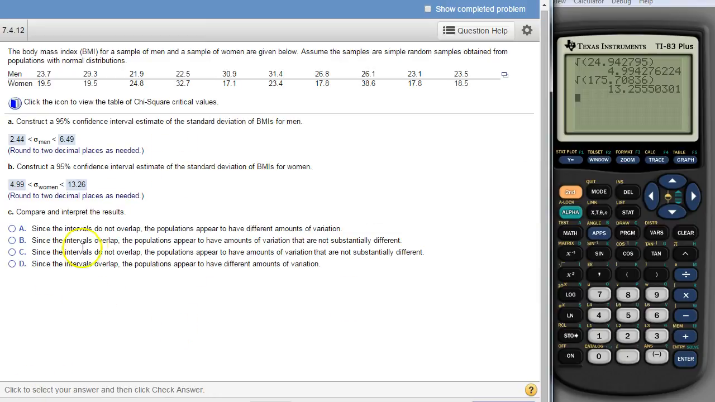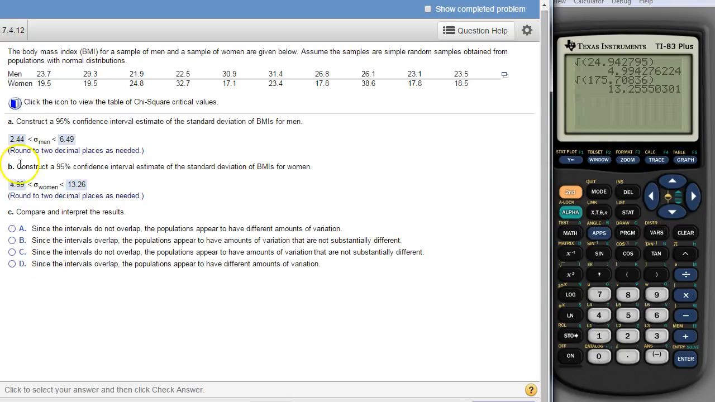And then the third part says compare and interpret these results. Notice the first part of each sentence is they do overlap or they don't overlap. Well, this one goes all the way up to 6.5. This one starts at roughly 5. So from 5 all the way up to 6.5, they do overlap. So these intervals do overlap. The lower number here is not bigger than the upper number here. So there is going to be some overlap between the two. So you can throw away any of them that say they do not overlap, because they do. So it's got to be either B or D.